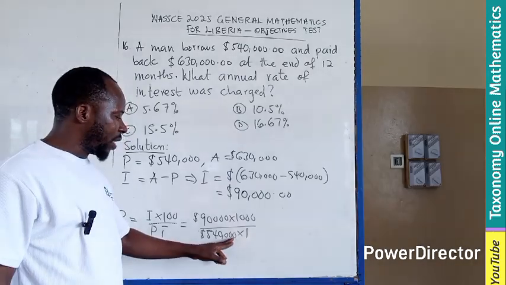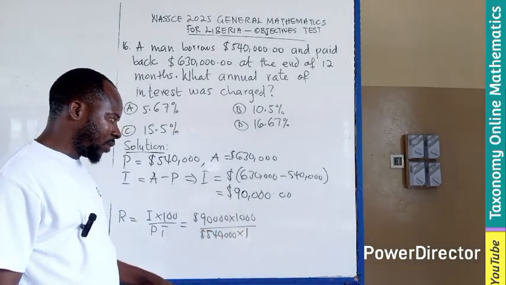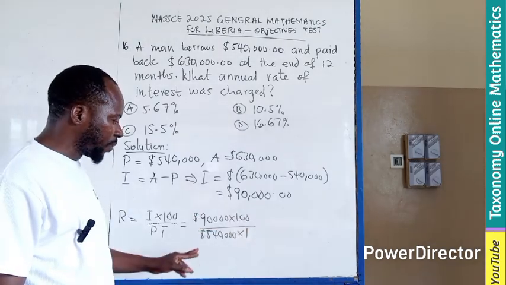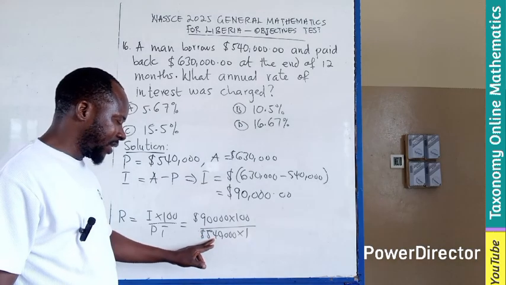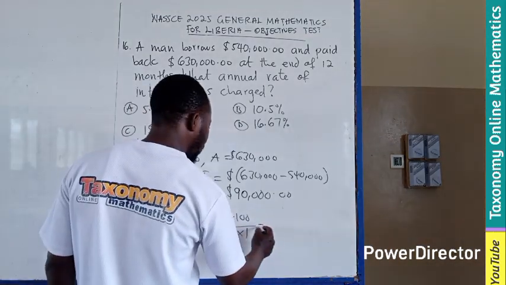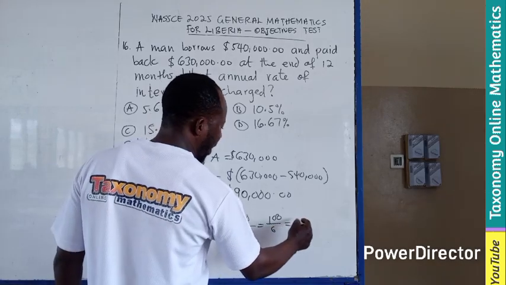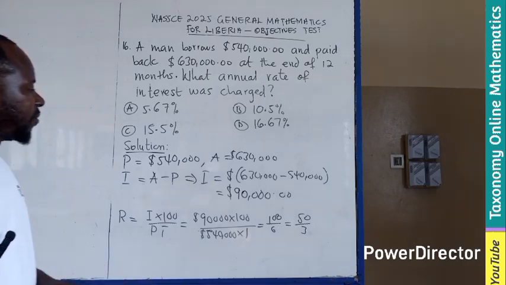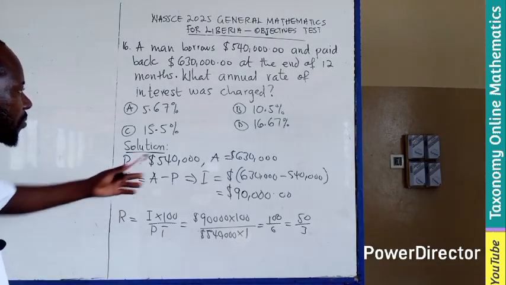With all this, we cancel the zeros. So I am left with 9 here and 54 here, which gives 100 on 6, which is 50 divided by 3.